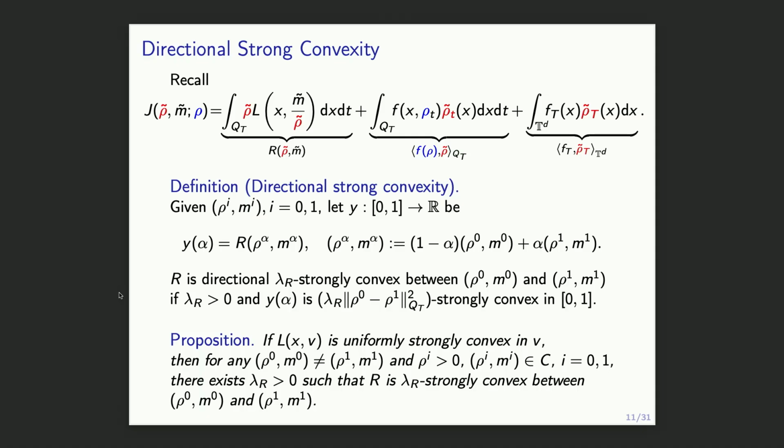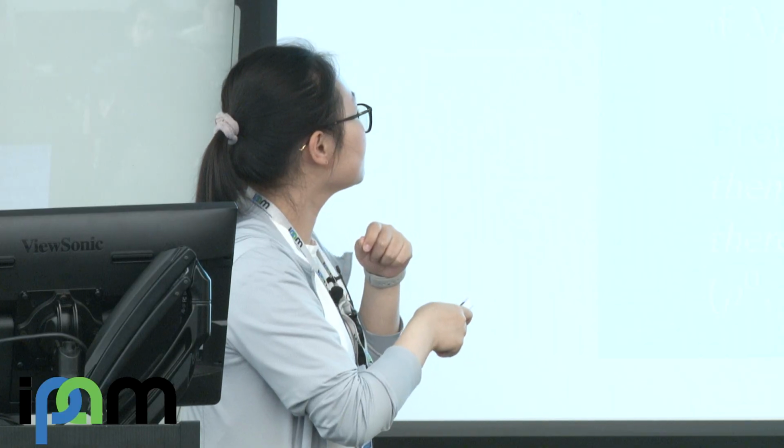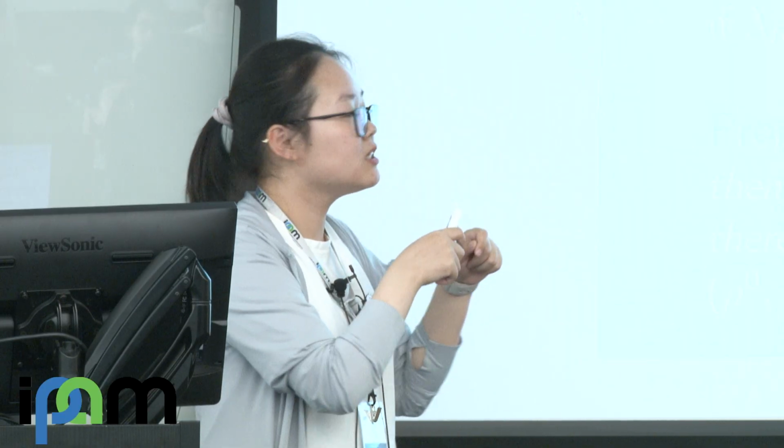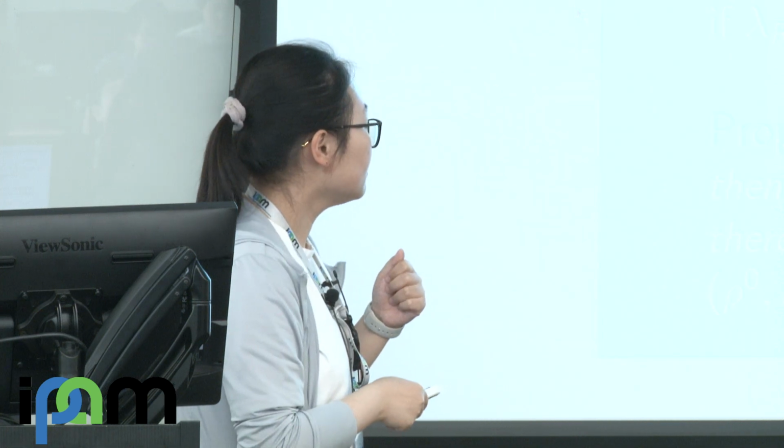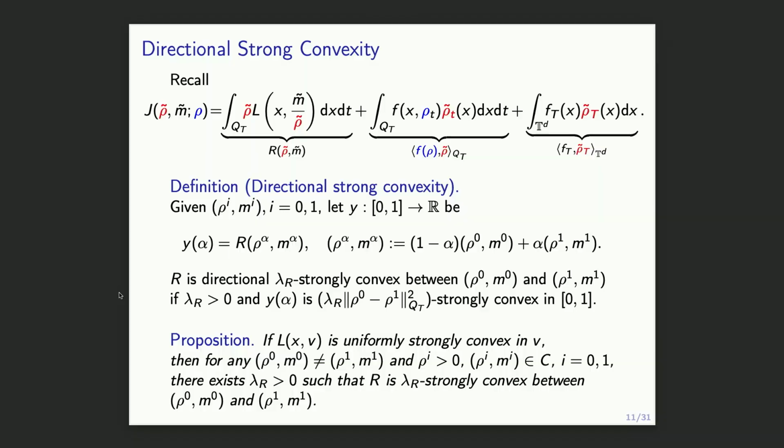So we define this directional strong convexity. The idea is just I take two pairs of rho and m, and I connect them. Then I can define this single variable function. If this y is strongly convex along this connection, along this line, then I say R is directionally strongly convex. And the nice thing is, if your dynamic cost is uniformly strongly convex in V, then as long as you don't pick the same pairs, you will have this strong convexity.